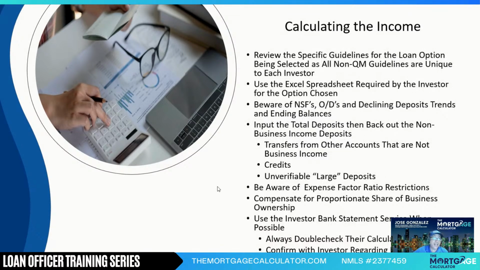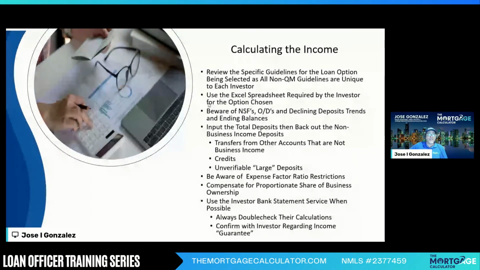Now, calculating the income. Review the specific guidelines for the loan option being selected, as all non-QM guidelines are unique to each investor. You're going to use the Excel spreadsheet required by the investor for the option chosen. I will be showing you that spreadsheet in a minute. Again, beware of NSFs, ODs, and ending balances.